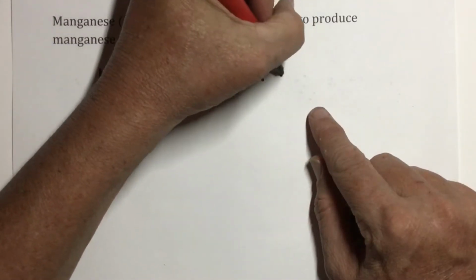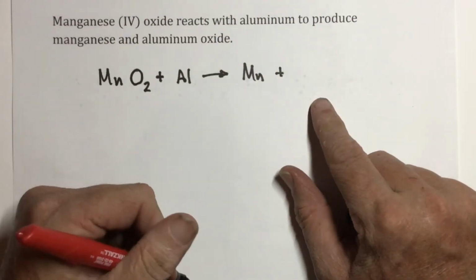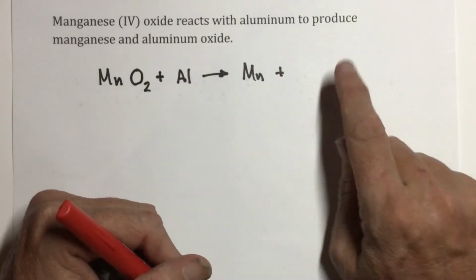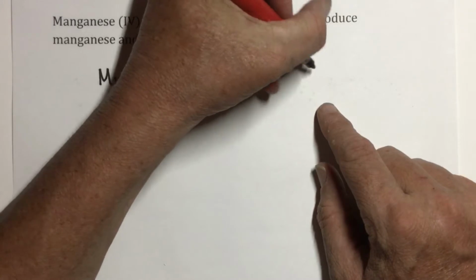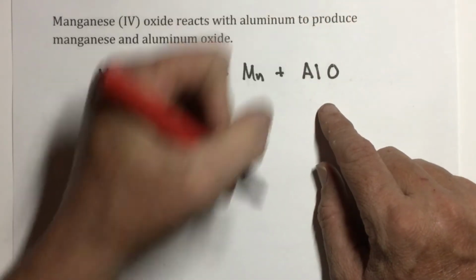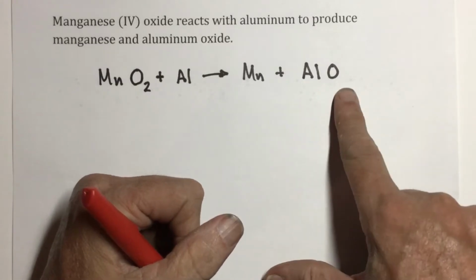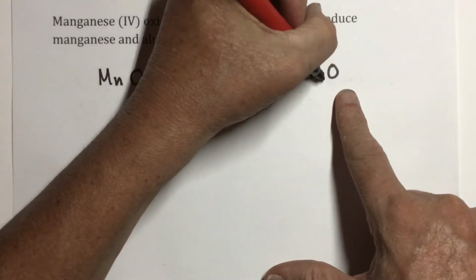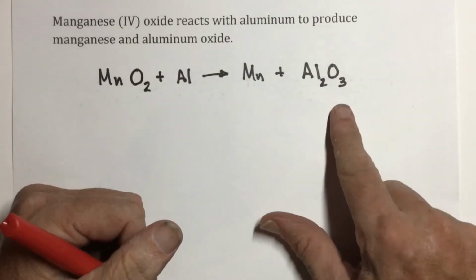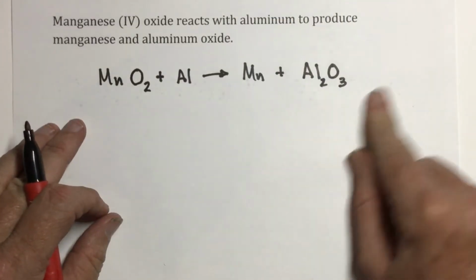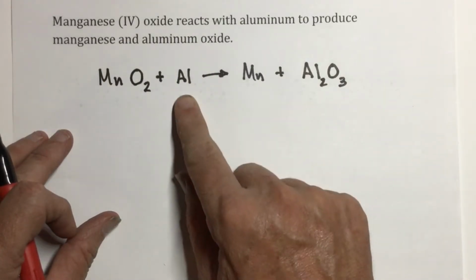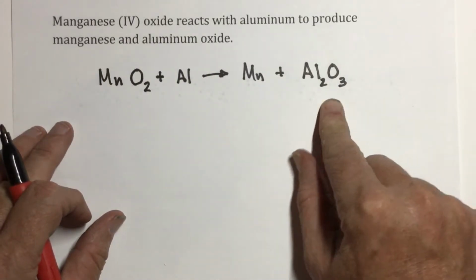aluminum oxide. Well, aluminum acts as a cation. It has a +3 charge. Oxygen, as we know, has a -2 charge. So let's go aluminum, oxygen. Again, this is a +3, that's a -2, so we're just going to cross those. This will be Al2O3, aluminum oxide. So there is our skeleton formula. We are ready to go. Manganese 4 oxide reacts with aluminum to produce manganese and aluminum oxide.